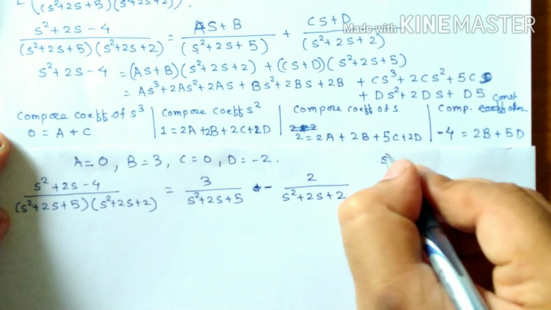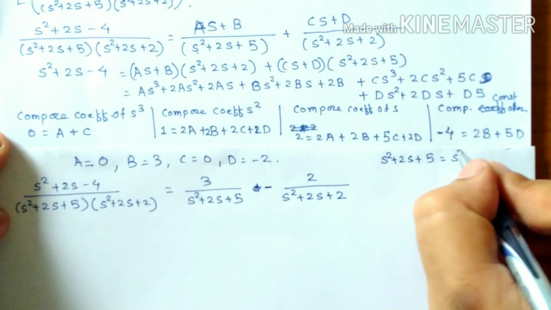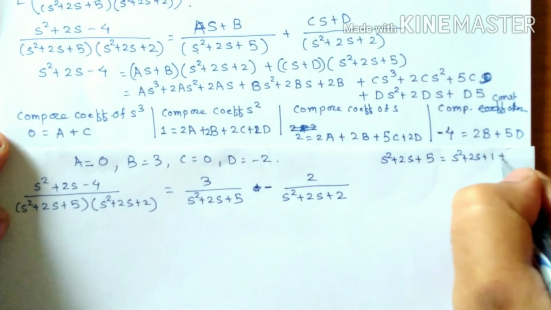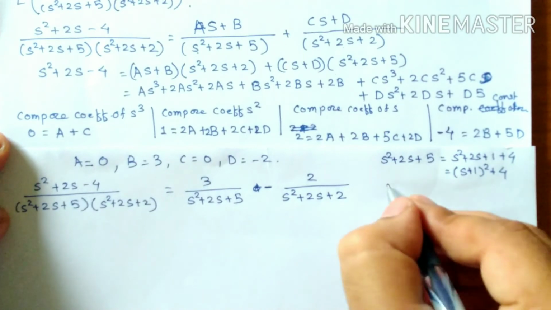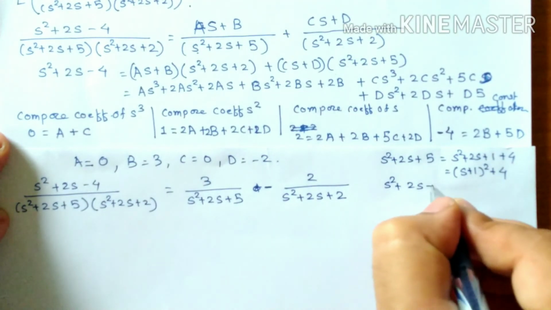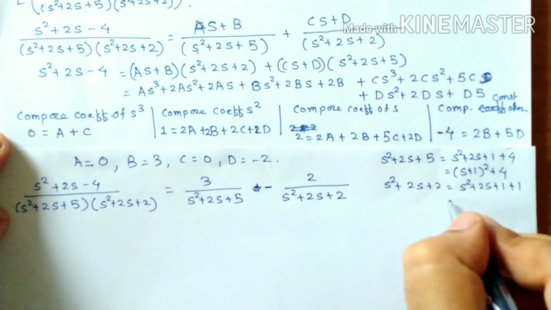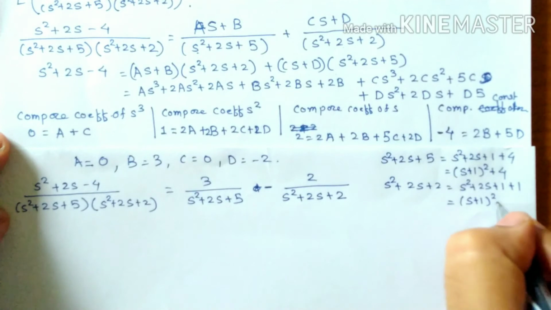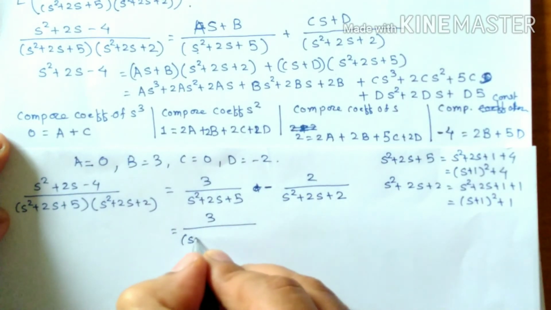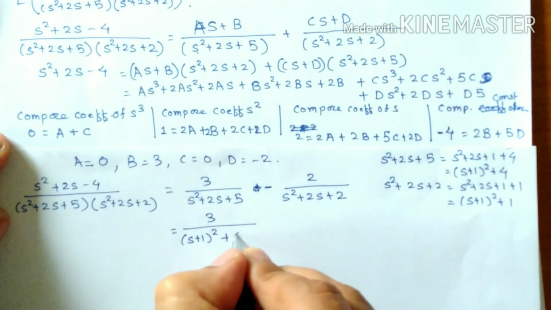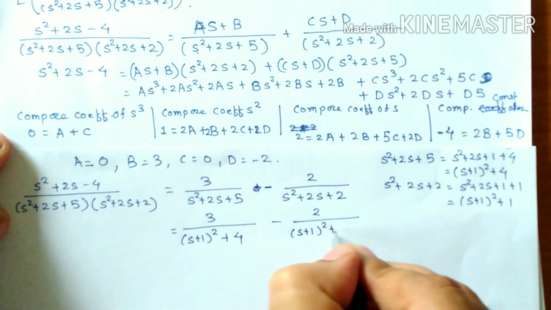Now further, one can say s square plus 2s plus 5 can be adjusted as s square plus 2s plus 1 plus 4. Hence this is (s plus 1) bracket square plus 4. And the second term, that is s square plus 2s plus 2, can be adjusted as s square plus 2s plus 1 plus 1. Hence this is (s plus 1) bracket square plus 1. And this is equal to 3 divided by (s plus 1) bracket square plus 4 minus 2 divided by (s plus 1) bracket square plus 1.